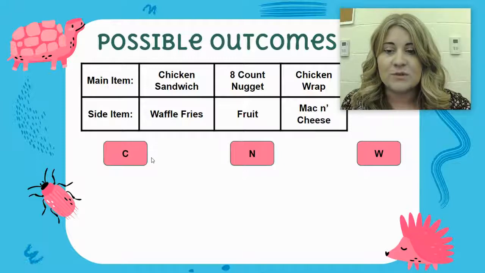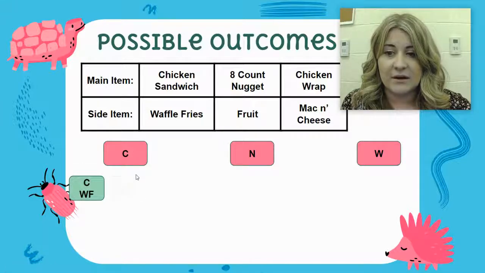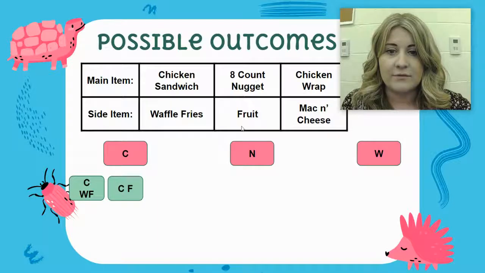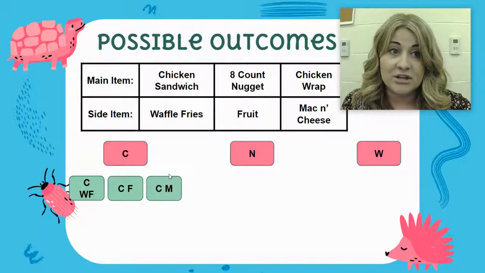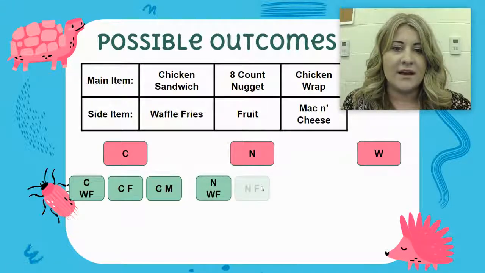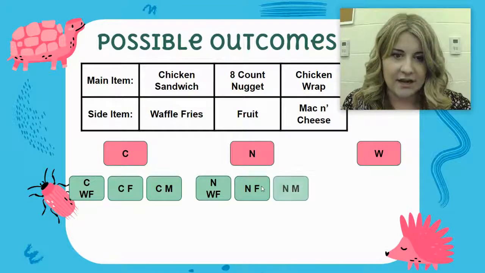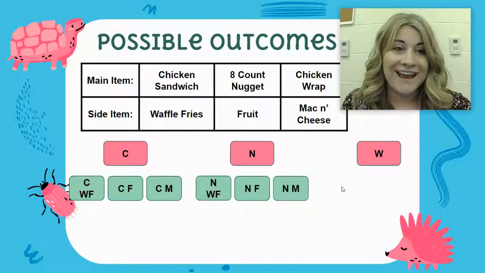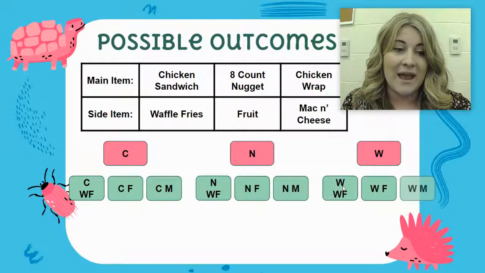Now I'm going to list my possible choices. I could get a chicken sandwich with waffle fries, so I put WF for waffle fries. I could get a chicken sandwich with fruit, so I put CF for fruit. Or I could get a chicken sandwich with mac and cheese, so I put CM. So these are my 3 possible choices if I get a chicken sandwich, and those are my 3 options for the sides. Or I could get an 8-count nugget with waffle fries, a nugget with fruit, and a nugget with mac and cheese. And then I could also get a wrap with waffle fries, a wrap with fruit, and a wrap with mac and cheese.